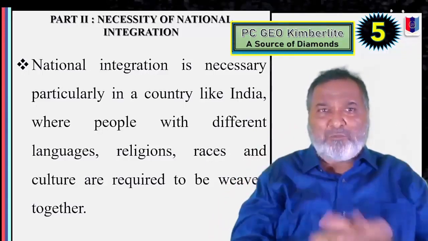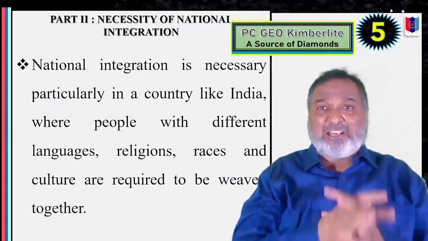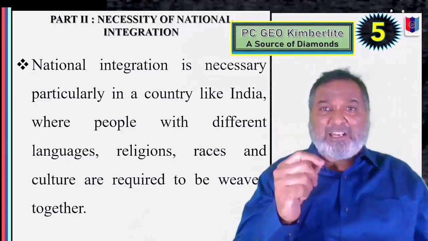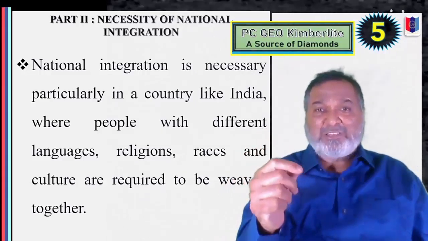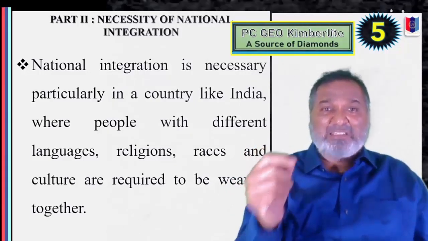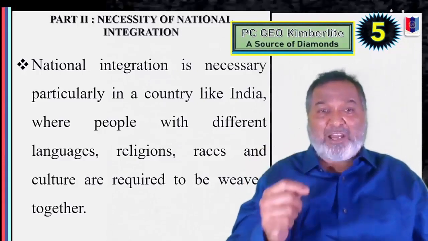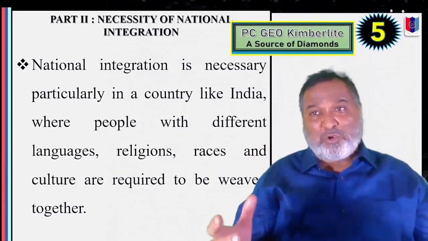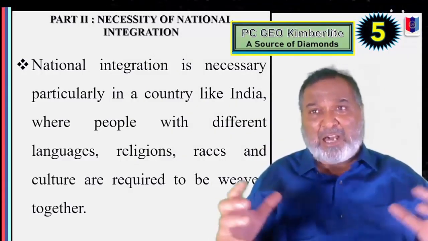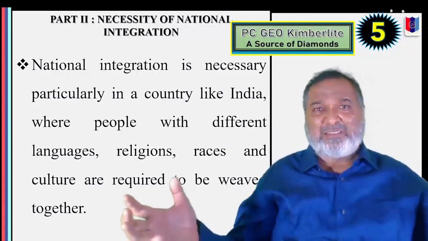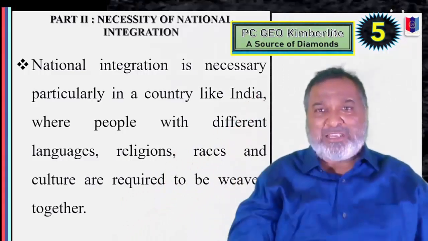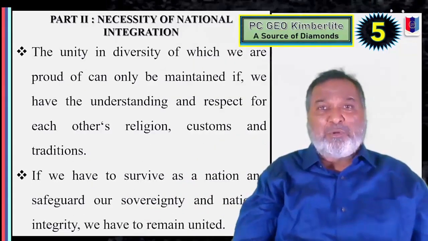That is a very important one, and national integration is necessary particularly in a country like India, where people with different languages, religions, races and cultures are required to be woven together. When you want harmony, all people have to come together. So in the NCC we are going to teach all these. That is a very, very important one.